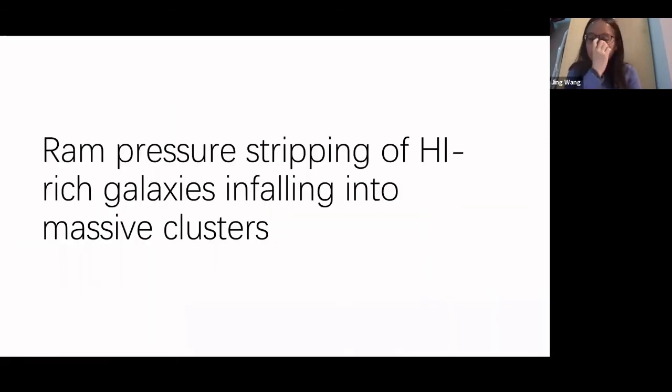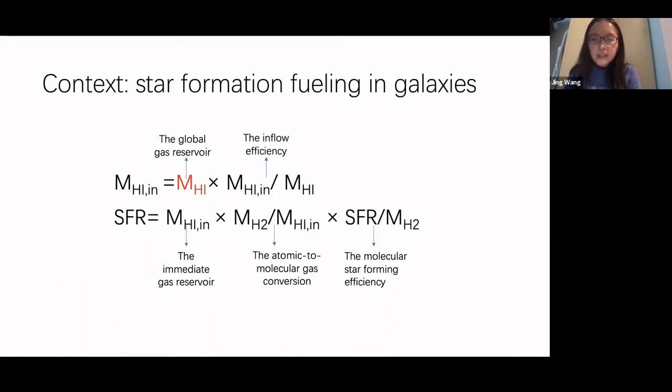So that's a part of the star formation fueling story. Now let me tell another story about another part of the baryonic cycle of the gas. We're going to talk about ram pressure stripping. We are going to focus on this part of the baryonic cycle. It is a global gas reservoir. If it drops, it will also affect the final star formation process.